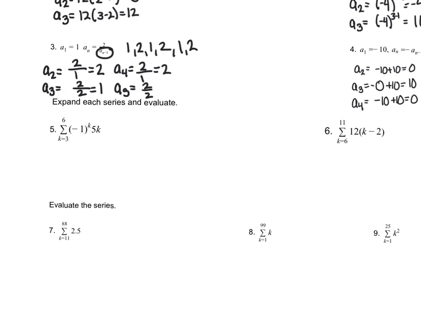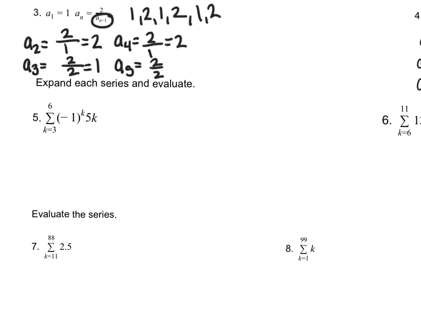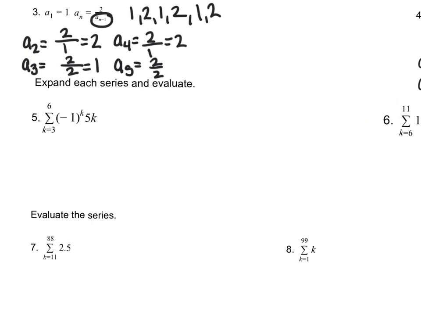All right, so expand each and evaluate. So this gives us an equation. We can't use the shortcuts. So this is our starting number. This is the number we're going to end by putting in. Then we're going to add them all together. So my first term is going to be negative 1 to the third power times 5 times 3. So negative 1 to the third power is negative 1 times 15 is negative 15.